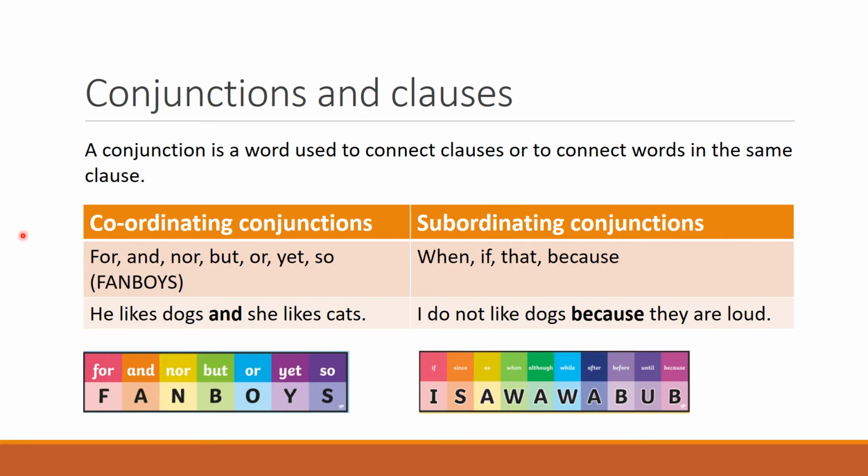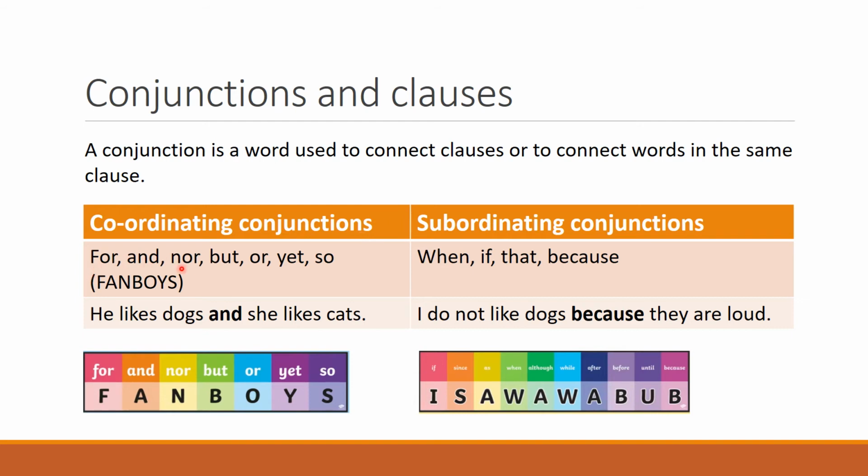Great, so let's have a look at conjunctions in particular now. There are 2 different types of conjunctions that I'm going to talk about, but a conjunction is a word that's used to connect clauses or to connect words in the same clause. And you'll see at the bottom there are some little word banks, some acronyms that we use with the children to help them to remember them, because there are so many to remember.